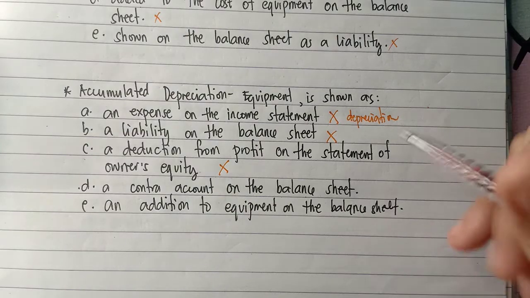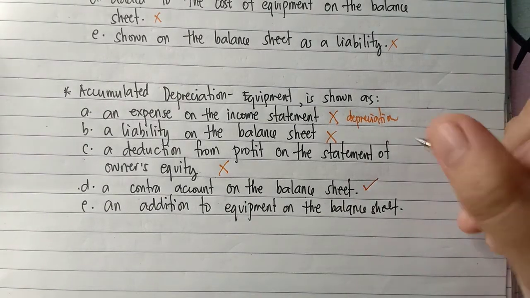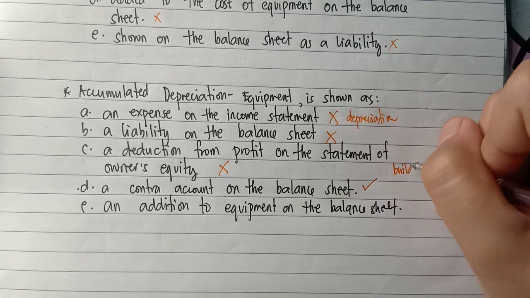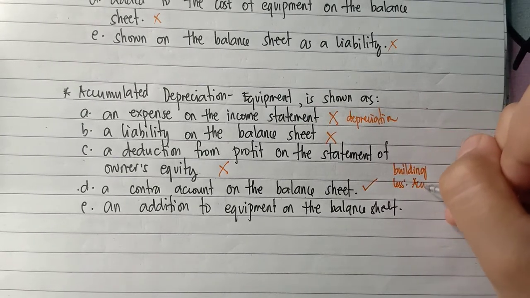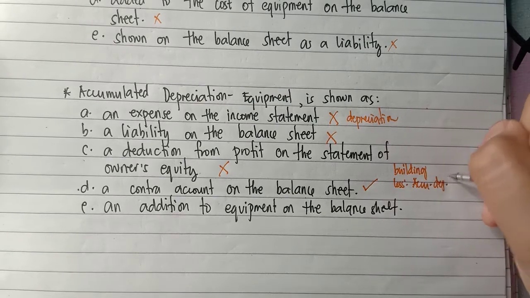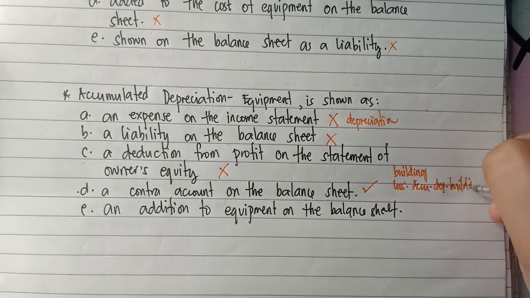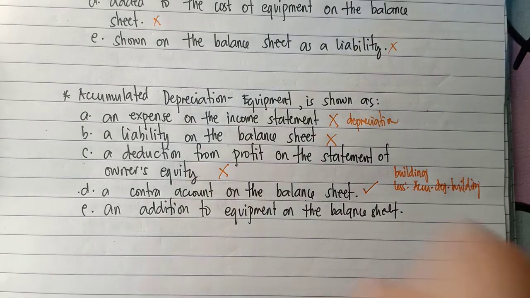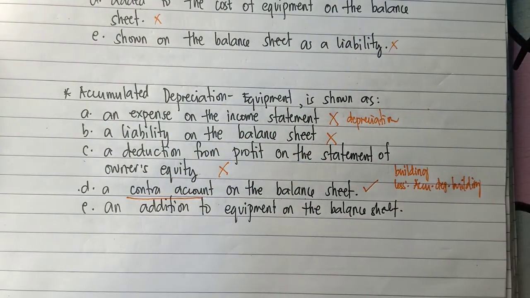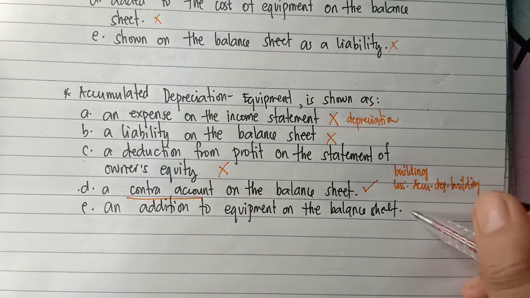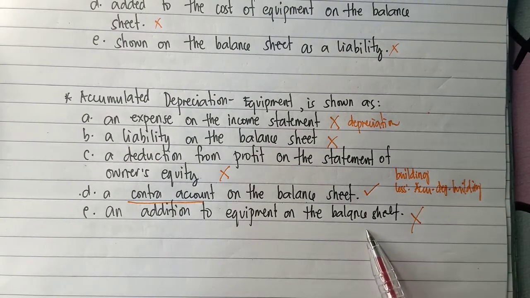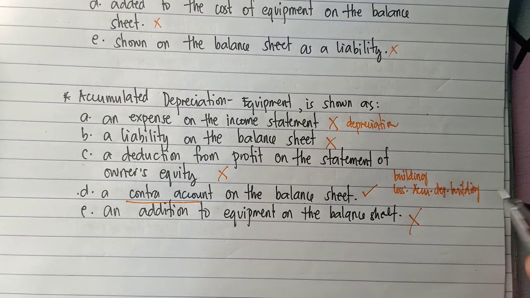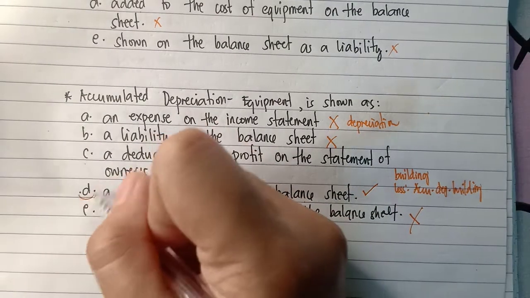Letter D, a contra account on the balance sheet. Yes, because, diba, for example, in making a balance sheet, for the building we have to less the accumulated depreciation for the building. That is why it is called a contra account on the balance sheet. Letter E, an addition to equipment on the balance sheet? No, it is a deduction, diba, less to the equipment on the balance sheet. So the correct answer for this question is letter D.